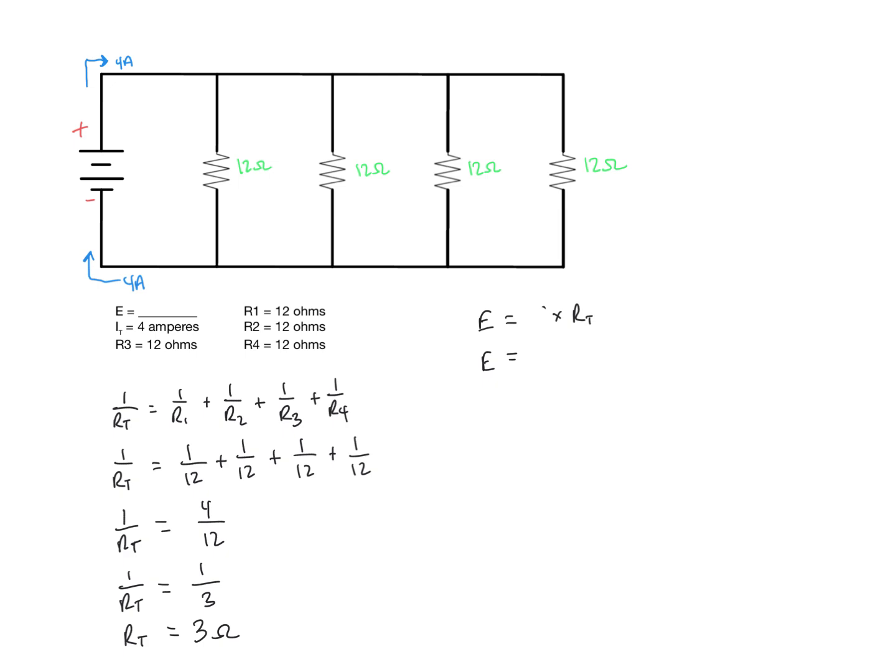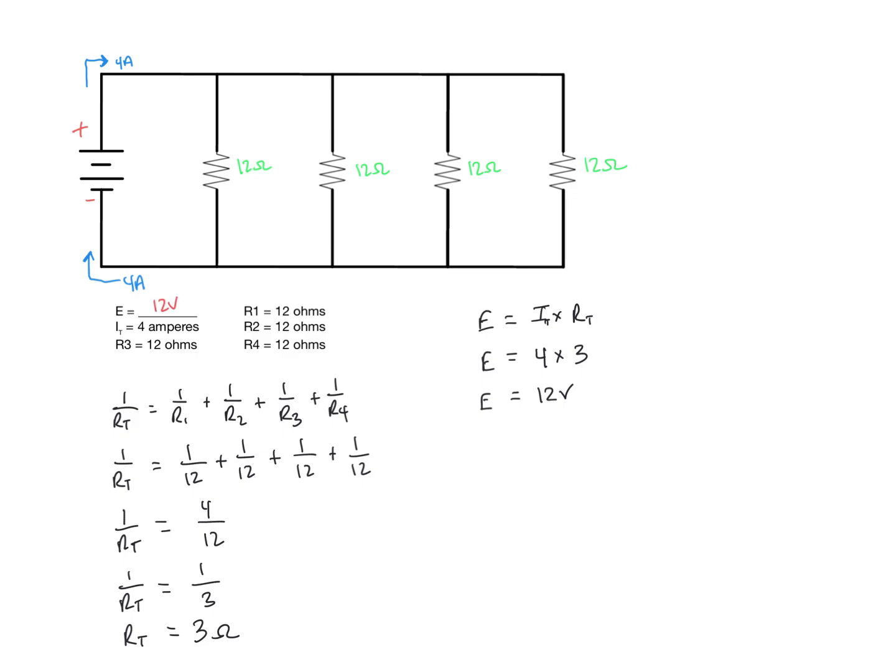I'd write it and I'm not even thinking about it. So I know that here they're using I total in this one. So we got 4 amps times a resistance total of 3. So in this case, 4 times 3 is 12. 12 what? 12 volts. So here would be 12 volts.